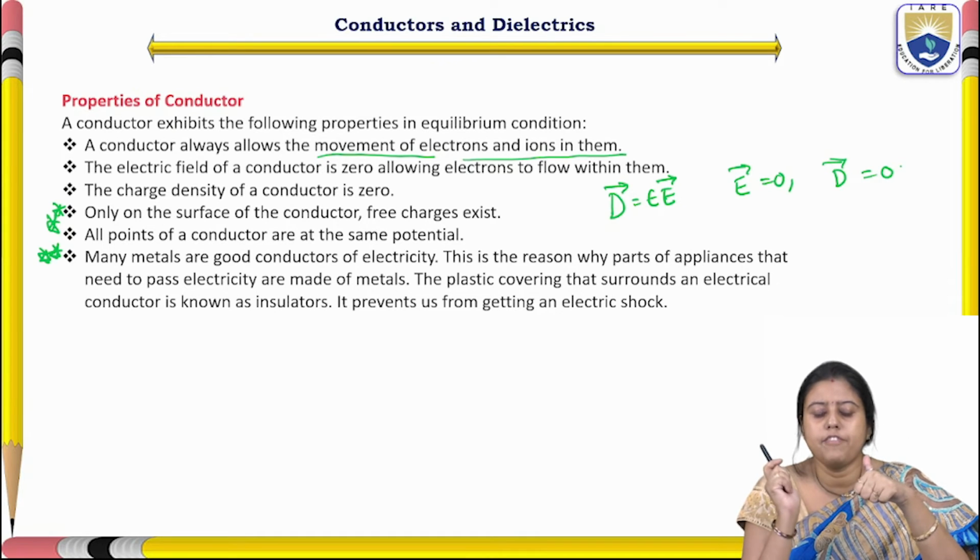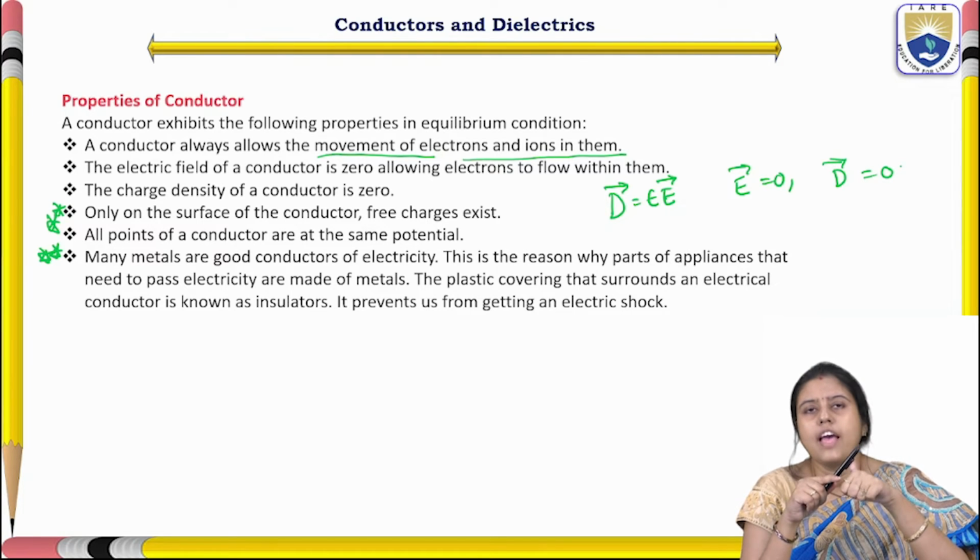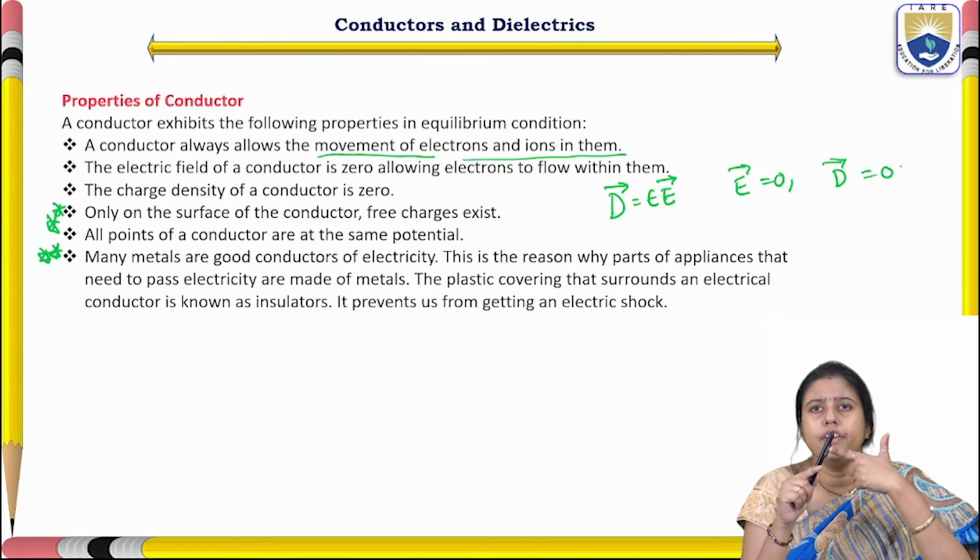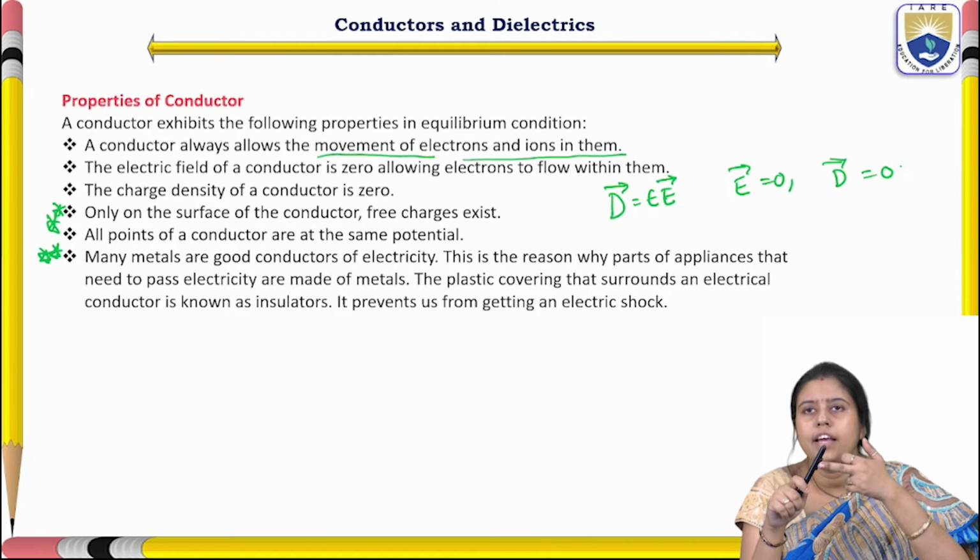So what are the properties? First of all, the conductor always allows the flow of ions or free electrons. The electrical field of a conductor is zero, allowing electrons to flow within it. The charge density of a conductor is zero. As the field is zero in a conductor, the charge is always zero.